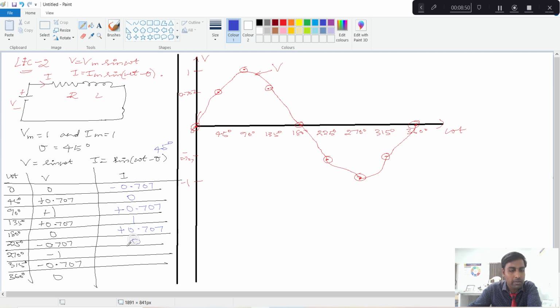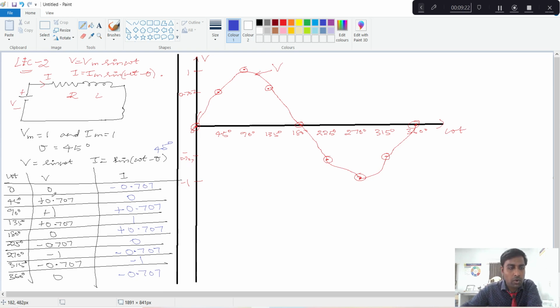Sine 180 will be 0. And 270 minus 45 will give you 225. So sine of 225 is nothing but minus 0.707. 315, I have to substitute here. 315 minus 45 degree will give you 270, and sine 270 is nothing but minus 1. And 360, I have to substitute here. So 360 minus 45 will give you 315. So that will be again minus 0.707. So these are the values.